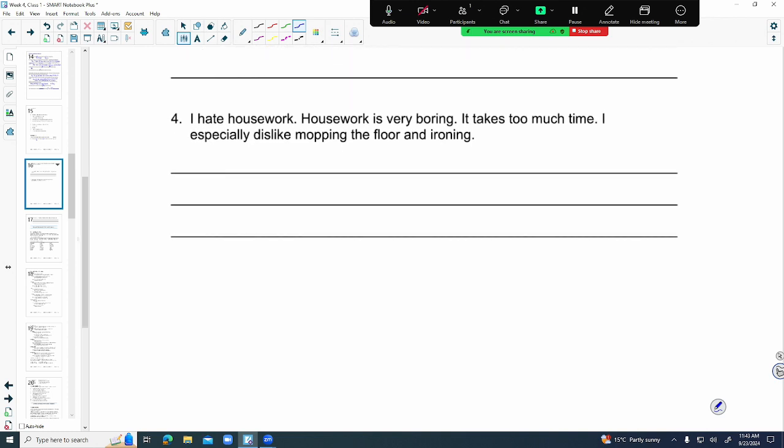Number 4, I hate housework. Housework is very boring. It takes too much time. I especially dislike mopping the floor and ironing. How can you combine that? Okay, you don't want to leave out too many details, but you can make it flow better.